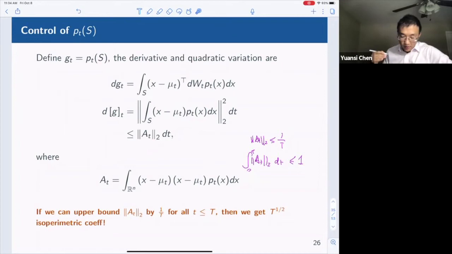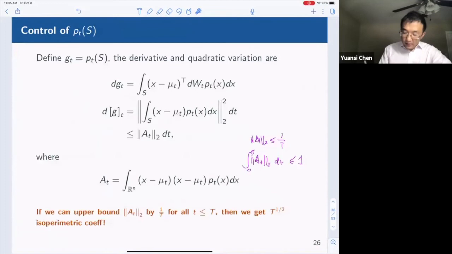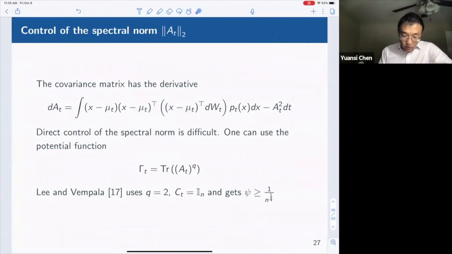Okay, so the goal is very simple. You want to look at this covariance matrix at time t. You want to upper bound its spectral norm by 1 over capital T. Hopefully, you can take a capital T that is large enough, of constant order. If that is the case, then you will get an order constant isoperimetric coefficient. Okay. Any questions about this part? That part is basically the whole idea in this Eldan stochastic localization, that you just need to control the spectral norm of A and you are done. And the rest of the problem is very technical.